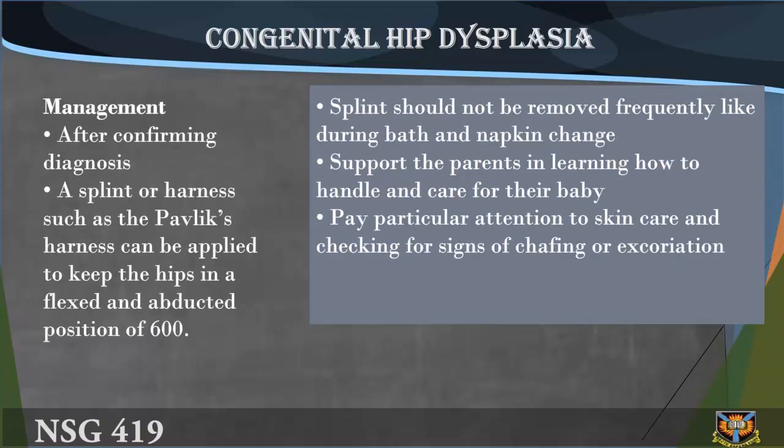Management. After confirming diagnosis, a splint or harness such as the Pavlik's harness can be applied to keep the hips in a flexed and abducted position of 60 degrees. Splints should not be removed frequently, such as during bathing and napkin change. Support the parents in learning how to handle and care for the baby. Pay particular attention to skin care and checking for signs of chafing or excoriation.